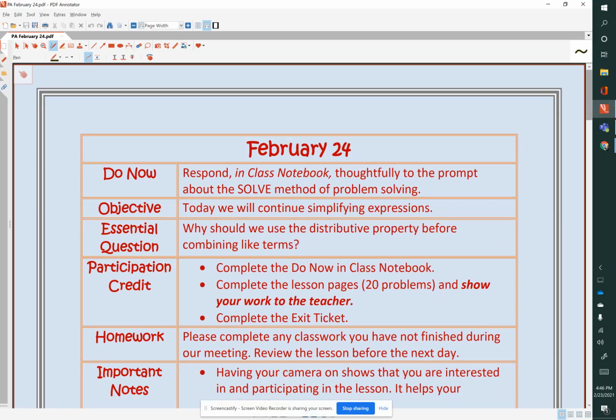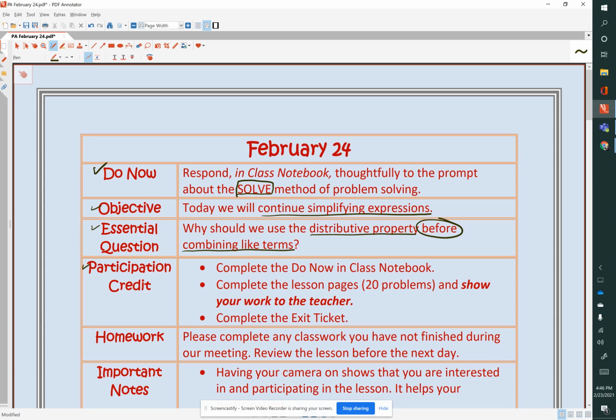We're going to start today with our Do Now. We have an interesting question today. We have this SOLVE approach to problem solving, and we're going to talk about that for a minute. Our objective will be to continue simplifying expressions, and our essential question will be, why should we use the distributive property before we combine like terms?